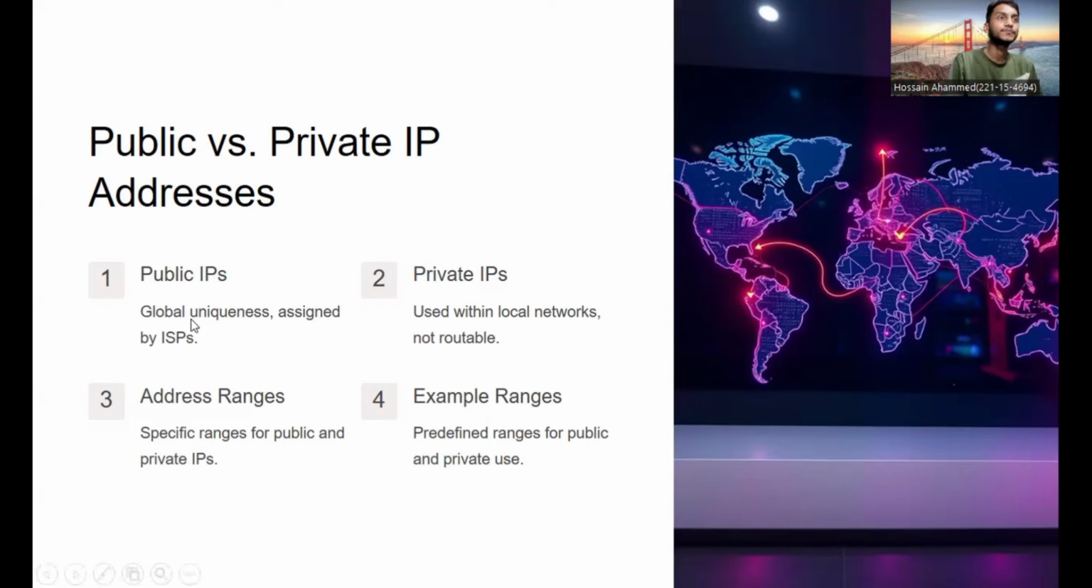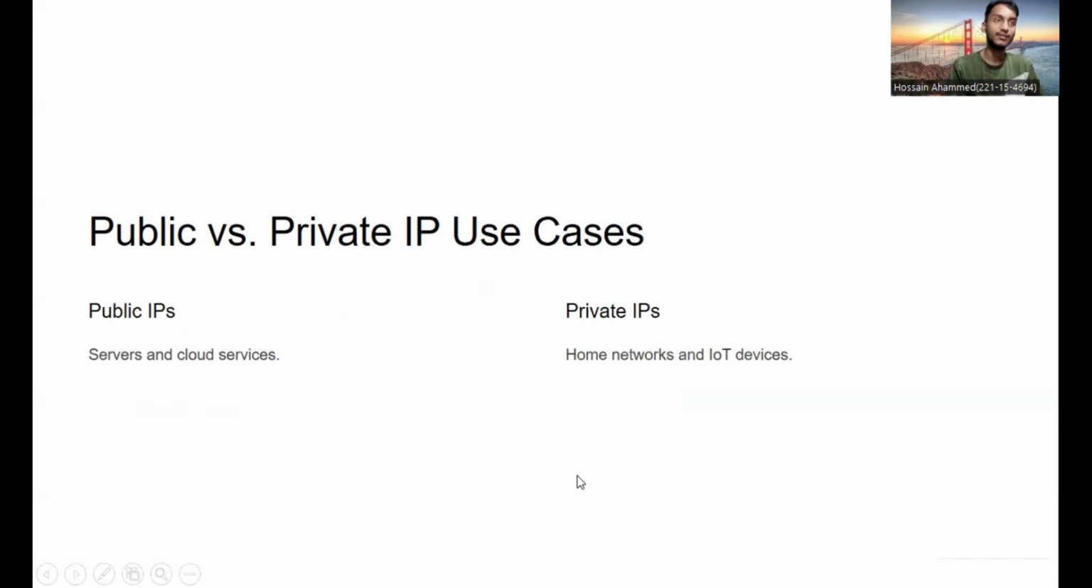Suppose in public IP, global unique addresses assigned by ICANN, but private IPs are used in local networks and are not routable. Both have specific ranges. An example of ranges, the predefined ranges for public and private use.